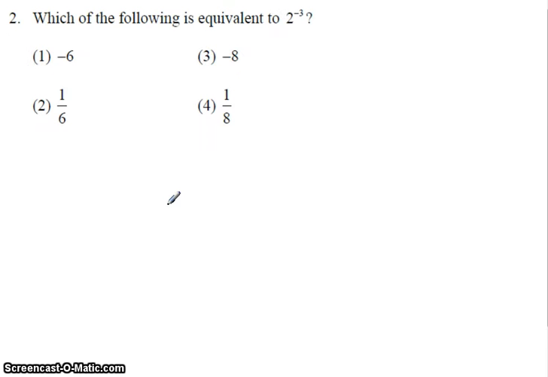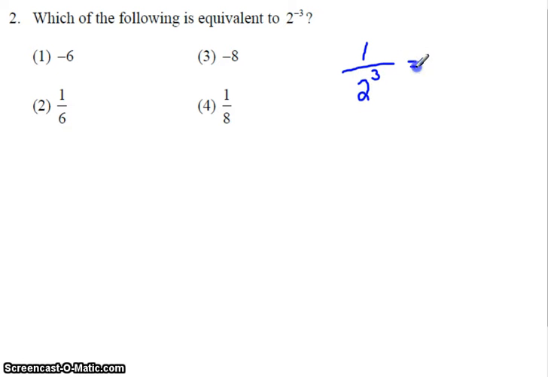Let's move on. Question number 2. It says, which of the following is equivalent to 2 to the negative 3rd power? And just recall here that to the negative 3rd power doesn't actually mean a negative number. It's just notation. It means we're going to do 1 over 2 to the positive 3rd. That's all you do with a negative exponent. You just put 1 over and then you keep it positive.